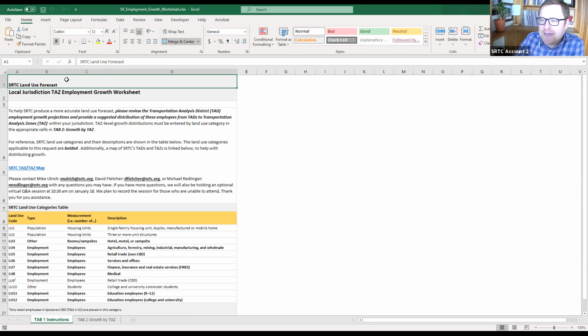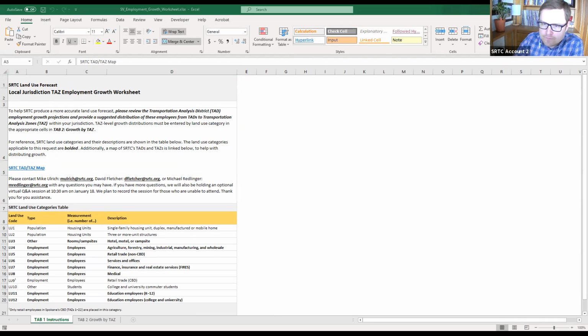So this first tab just gives you some general instructions. And here's the link to the TAS map. If you select that, the map will come up. This one is just for reference, kind of general reference for the employment side of things. It's got the TAS boundaries and the TAD boundaries as well, and it includes those control totals at the TAD level.